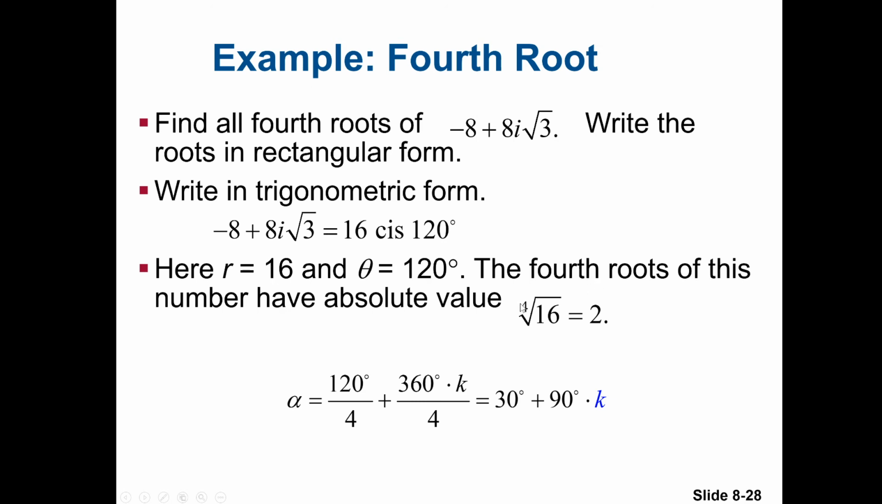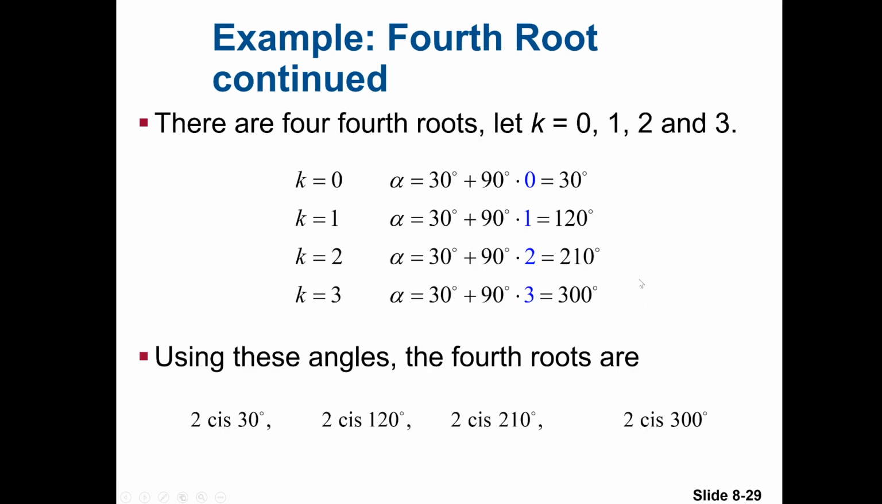So for this one, take the 4th root of 16, so we do have 2. And then alpha can be written as 120 over 4, because the index number is 4th root, and then plus 360k over 4. So just try to simplify it first, and then we put it into the regular form. So k equals 0, alpha would be 30. K equals 1, alpha would be 120. K equals 2, alpha would be 210. K equals 3, alpha would be 300.